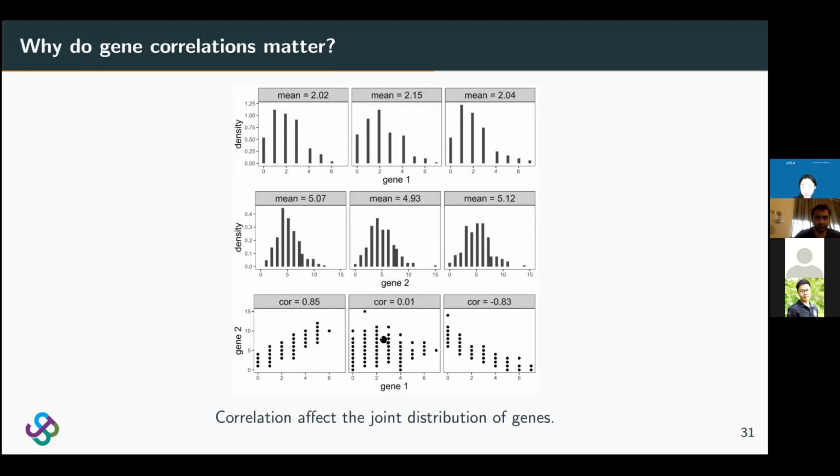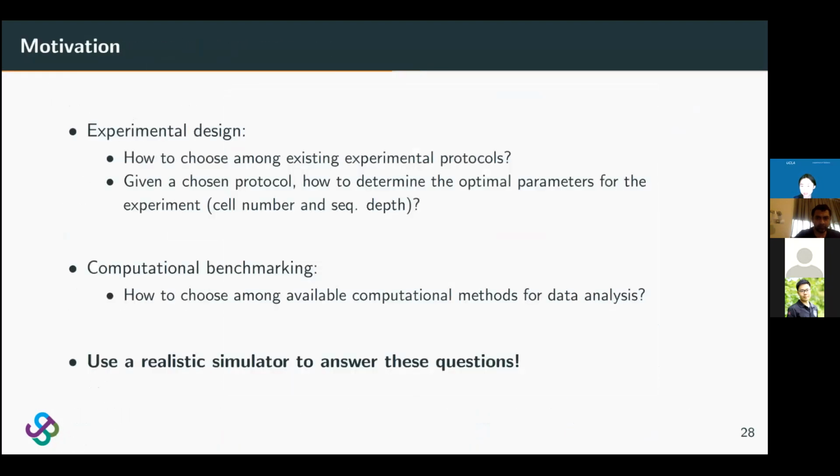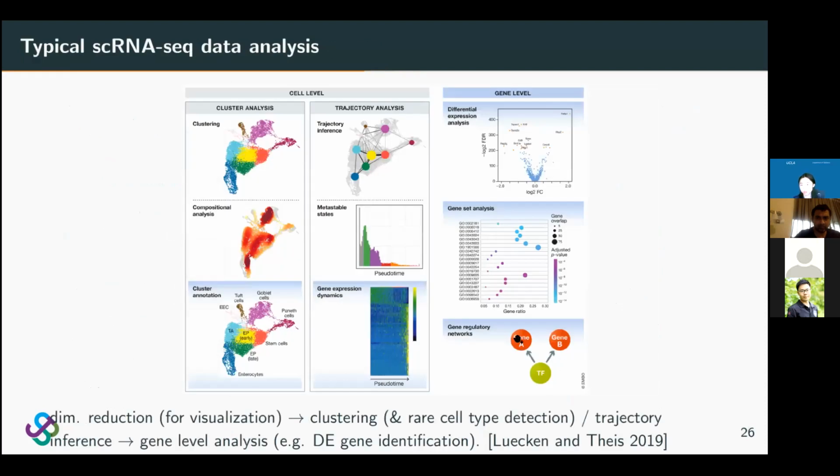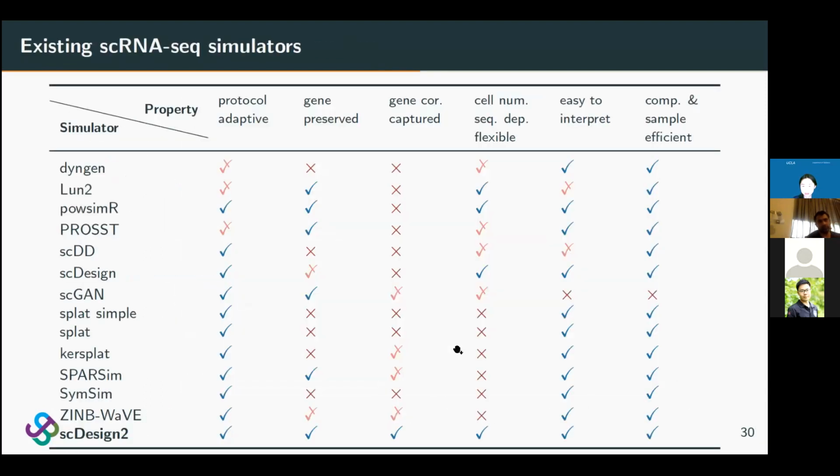But if our simulator doesn't capture that, then the simulator cannot be used for some multi-gene analysis benchmarking, such as gene regulatory network construction, right? Since your synthetic data already missed the gene correlation, this analysis will become nonsense on the synthetic data.